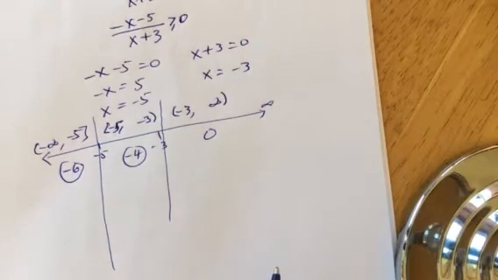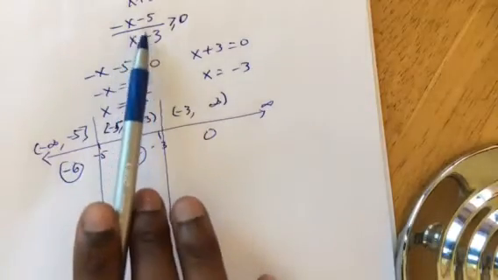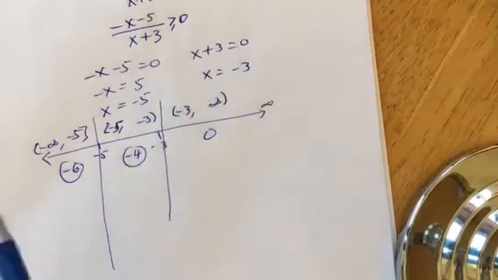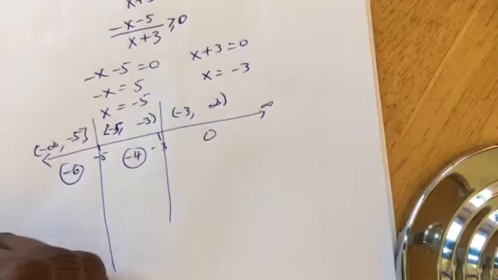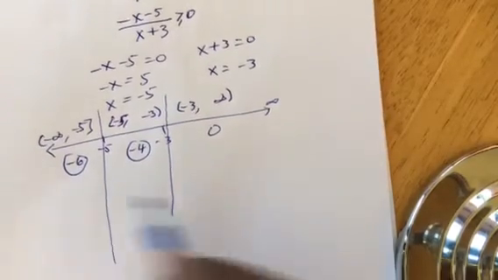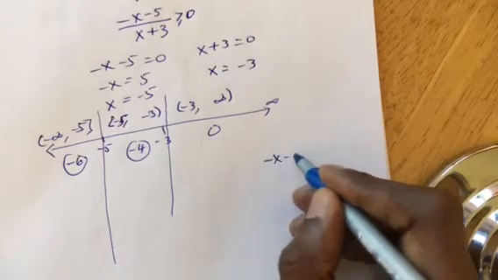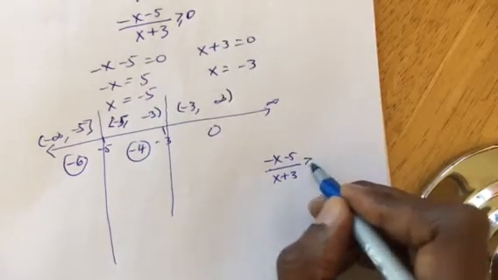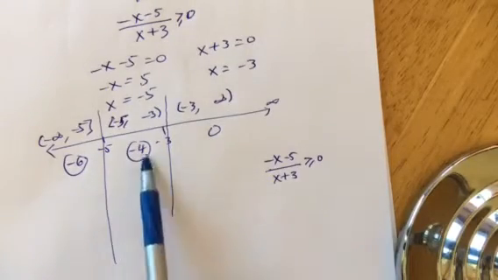Now we go to the original function, which is x plus 1 over x plus 3. You can either go to the original function, or you can go to negative x minus 5 over x plus 3 to test it. Let me take it to a place you can see. So here you have the function we will be using, negative x minus 5 over x plus 3 greater than or equal to 0. Or you can go to the original function, it doesn't matter. Now we test these values, the negative 6, the negative 4, and the 0.